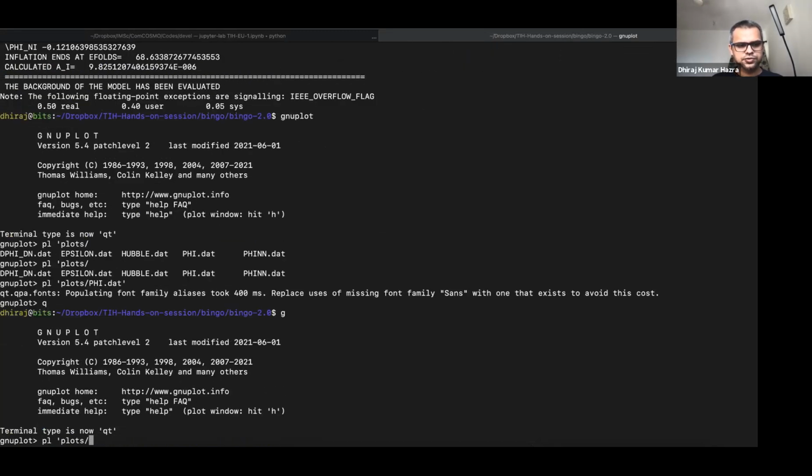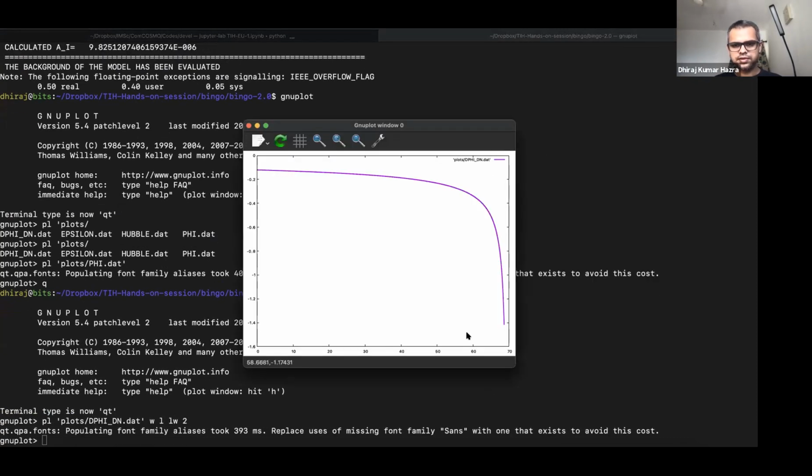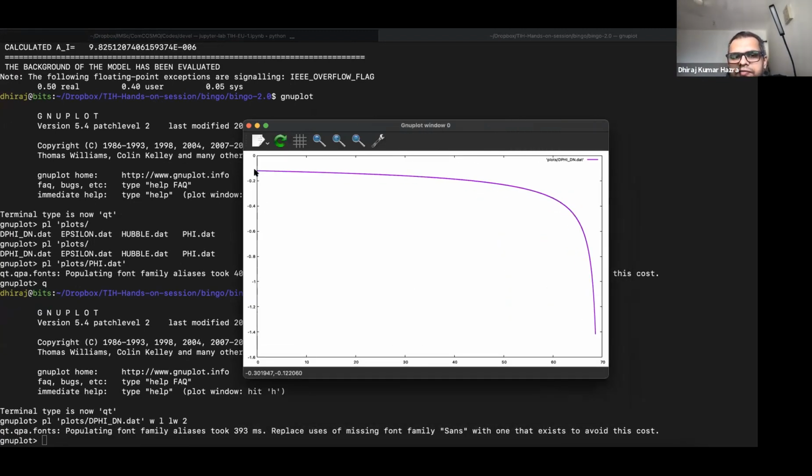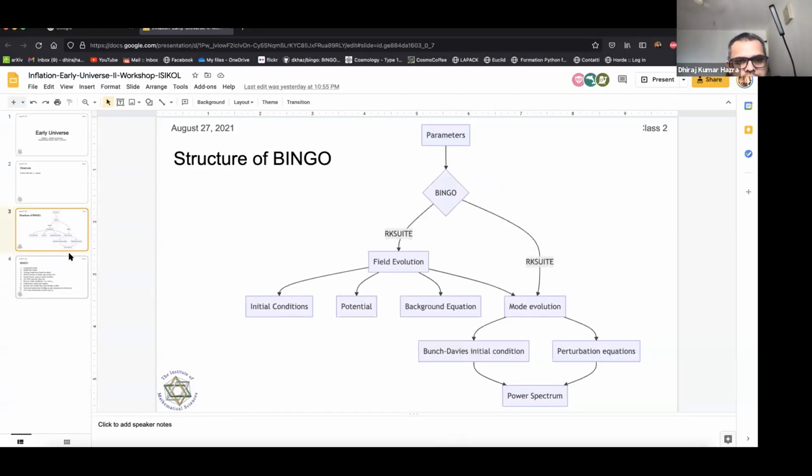Now let's see what happens to d phi dn. That means d phi dt, I have transformed it into d phi dn. You see, this is called slow roll, and phi dot is very, very small. So phi dot square is very much less than the potential, so it stays nearly constant. At some point of time, it accelerates and goes high, and that is ending inflation. All right, just check this.